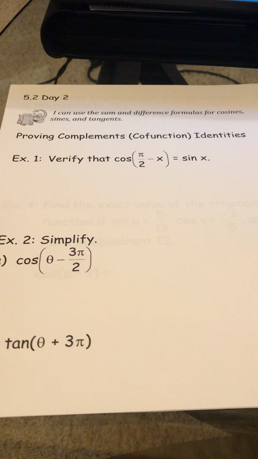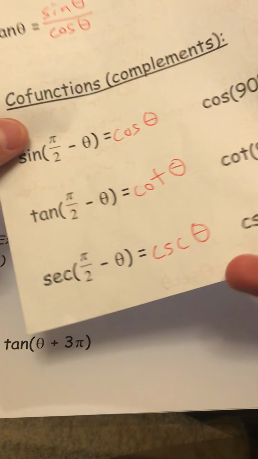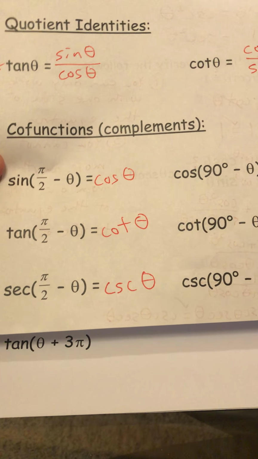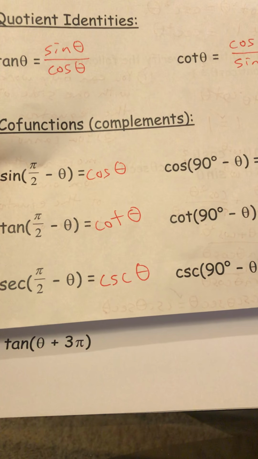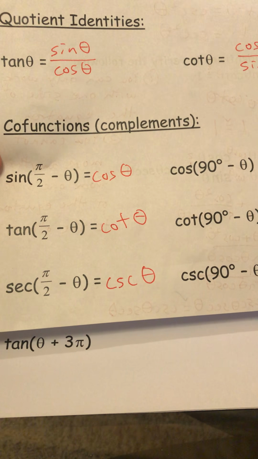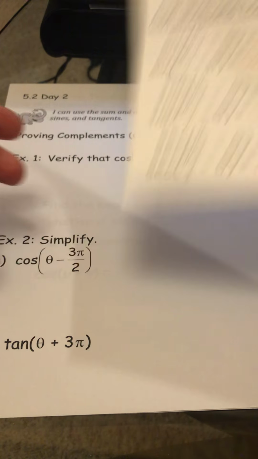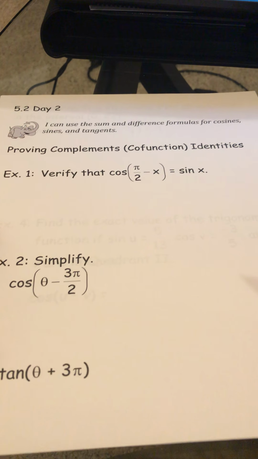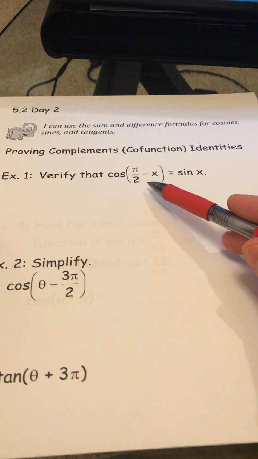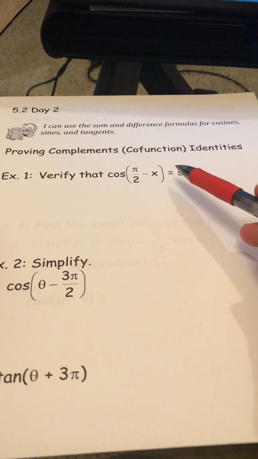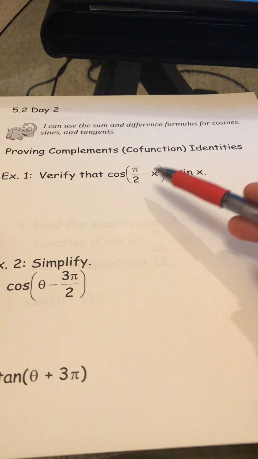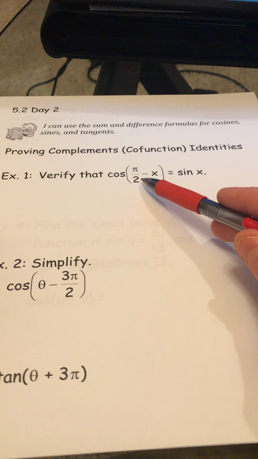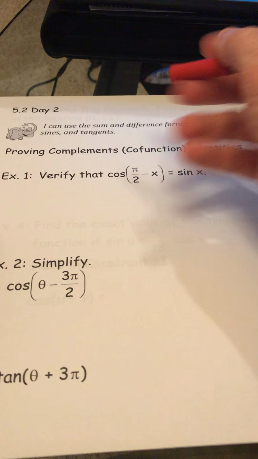So what we're going to do first is, if you even remember on your 4.3 identity sheet, the complement or co-function identities. Those are identities we don't use as often, but we're going to let you see how these sum or difference formulas actually allow you to verify those. So if we ask you to verify an identity, again, we're only going to work with one of the two sides. The side we're going to work with is the cosine of pi over 2 minus x.